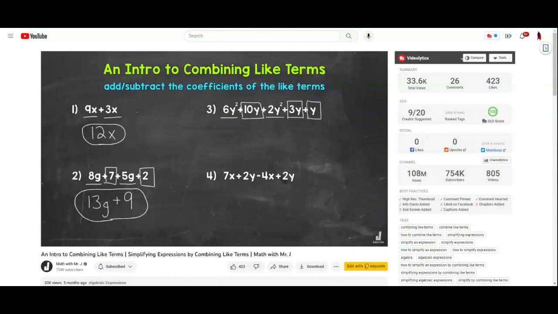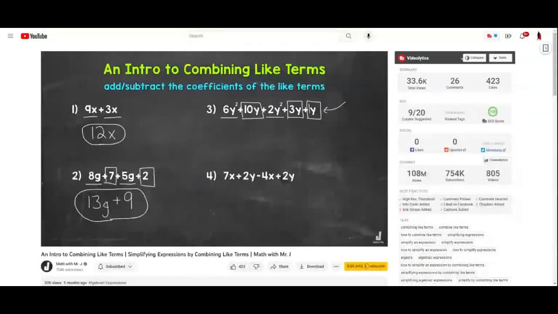3y. And then y. Now I do want to mention this term right here, the y, the variable by itself, the coefficient is 1. We don't have a coefficient written in front. Whenever you see that, the coefficient is 1. There is an understood 1 in front of a variable, and it can be helpful to write that 1 in there when you combine like terms. So you can always write that 1 if you would like.